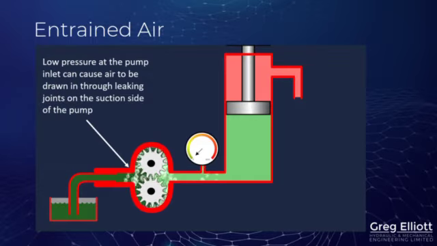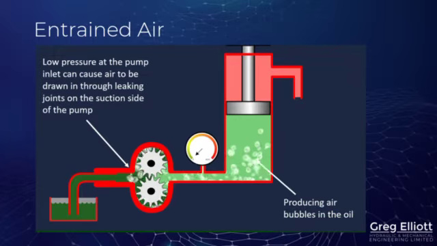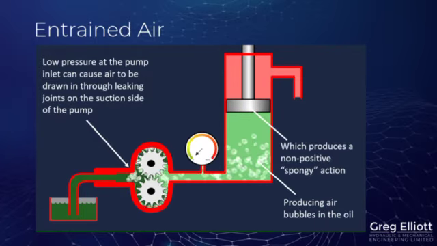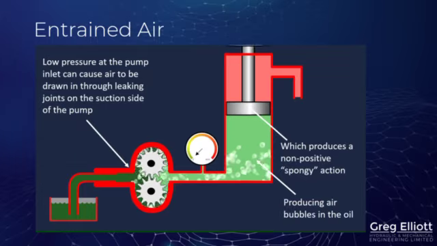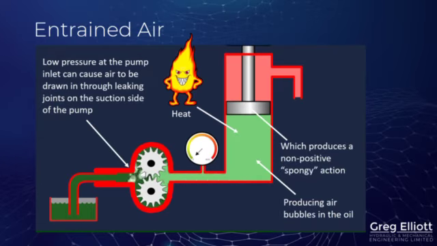Air can be drawn in through leaking joints on the suction side of the pump, producing air bubbles in the oil, which produces a non-positive, spongy action, and the generation of heat.